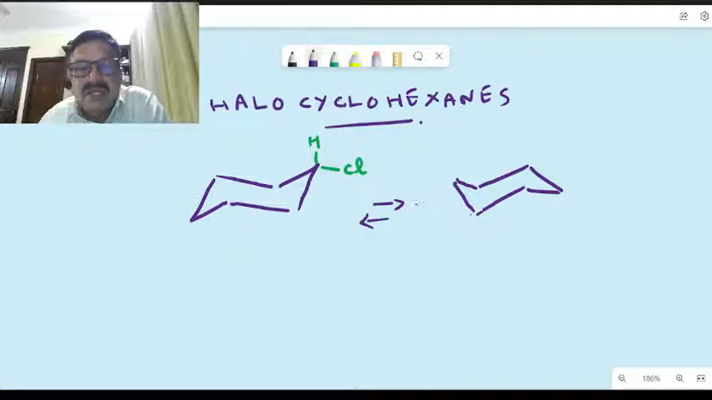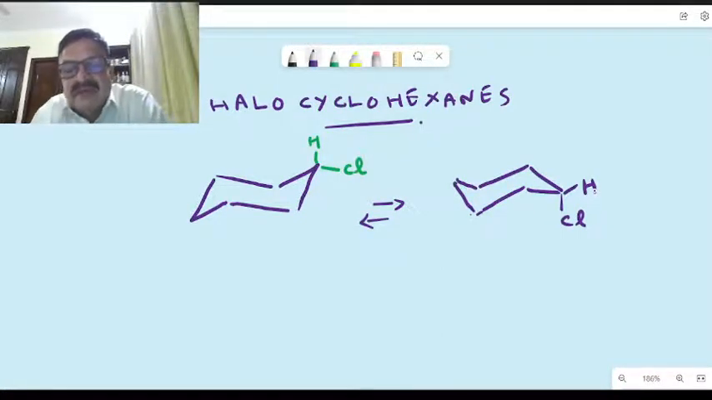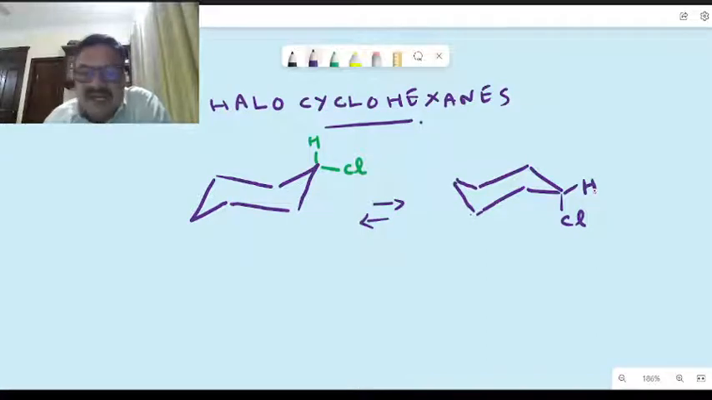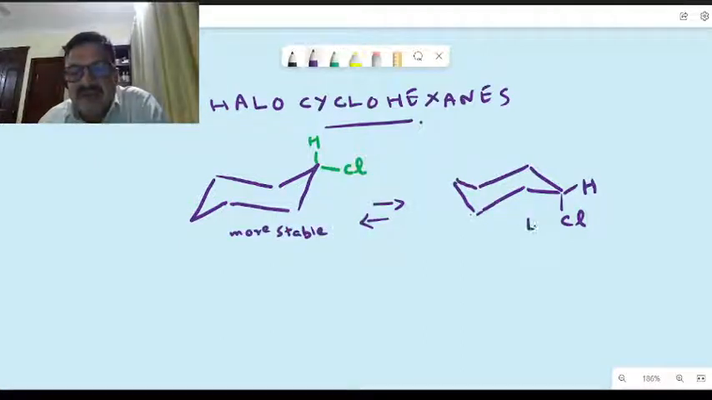Here the chlorine becomes axial. That is a ring flipping. We have seen cyclohexane chair conformations flip, ring flipping. During the ring flipping, the axial group becomes equatorial and the equatorial becomes axial. So here in chlorocyclohexane, we can say this is more stable, and this will be less stable.